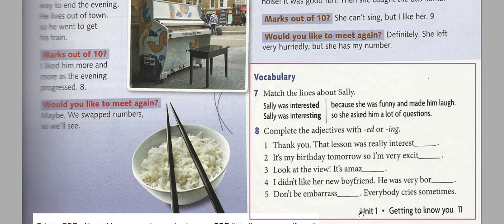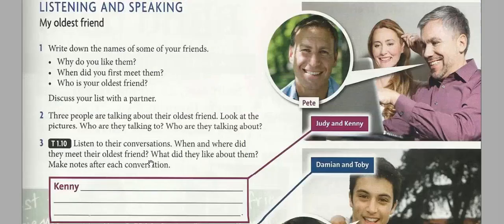Number 5, don't be embarrassed. Everyone cries sometimes. Don't be embarrassed, so don't feel bad. I say the word feel bad about crying. It's okay, you see? So that's it for this part.